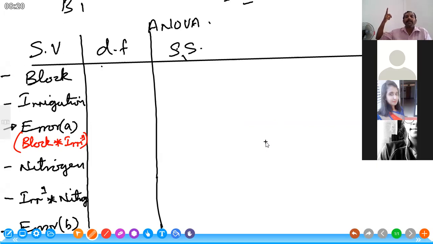For example, degrees of freedom in the template of the ANOVA says R minus 1. What is R here? R is the number of blocks. So the number of blocks here is 3. So 3 minus 1, 2. The answer is 2. So likewise, this is what I needed. Is it understood by everybody?